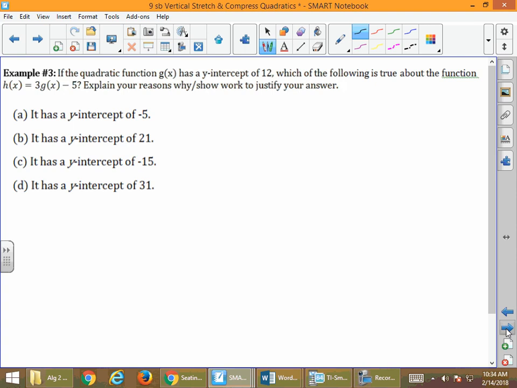As we take a look at example number 3, it says if the quadratic function g of x has a y-intercept of 0, 12, which of the following is true about the function h of x equals 3 times g of x minus 5? Explain your reasons why / show work to justify your answer. The first thing that we need to know is, how do we write the ordered pair of a y-intercept? We write it as 0, 12. So that 12 value is the y value. And what we have in our formula is 3 times g of x minus 5.